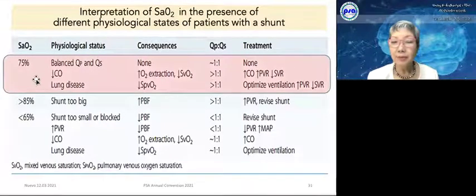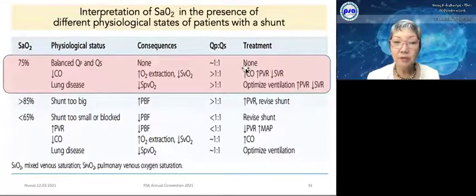At 75% oxygen saturation in a patient with a shunt uncorrected at that, that's already acceptable. That means there's a balanced flow to the lungs and systemic, so there are no consequences. So this is the symbolism for a balanced shunt, and we don't need to treat it, just let it be.